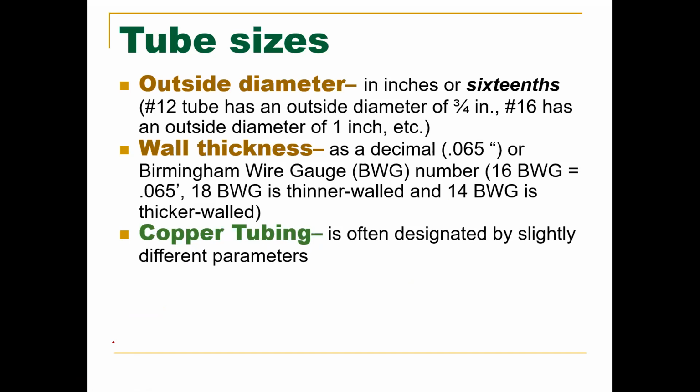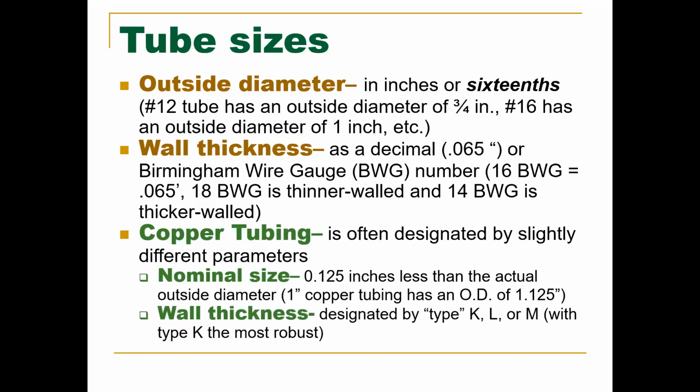Copper tubing falls into its own category, even though it's sort of considered tubing. It's just designated by different parameters because you can use fittings with it and you can also bend it. So its piping size is done by its nominal size, which is not the actual outside diameter. A 1-inch copper tube has an outer diameter of 1.125, and the same goes for 3/4 inch or 1/2 inch copper tubing. It's just a little bit bigger than what you measure.